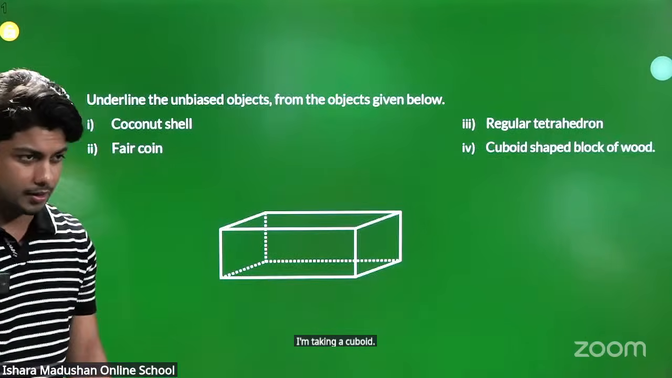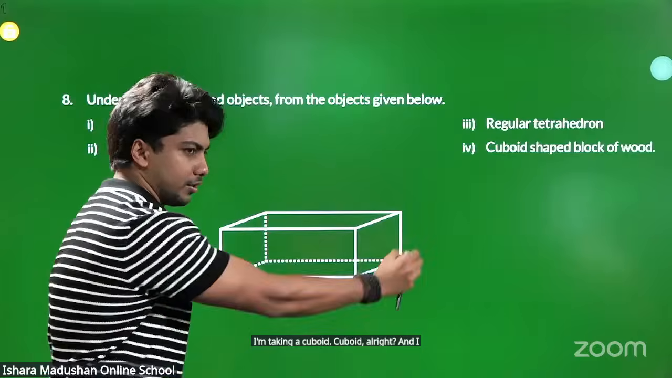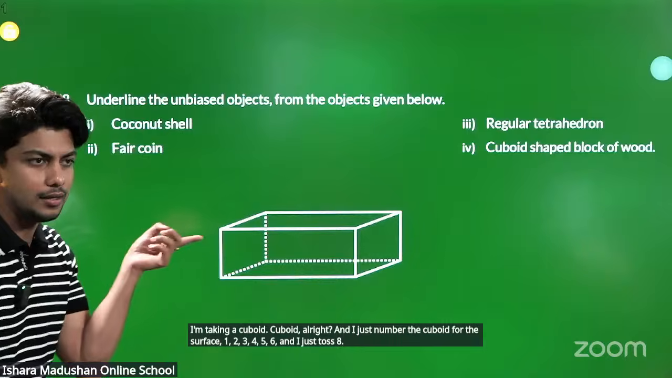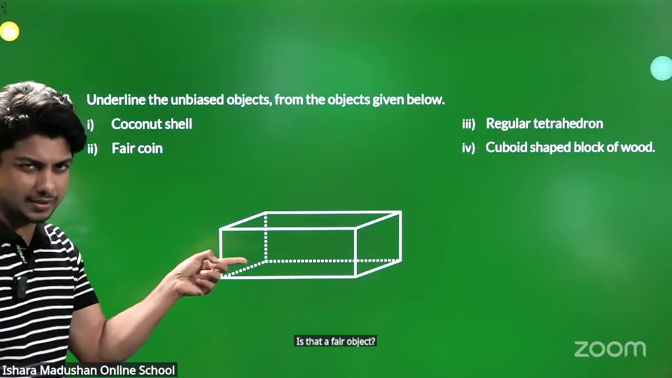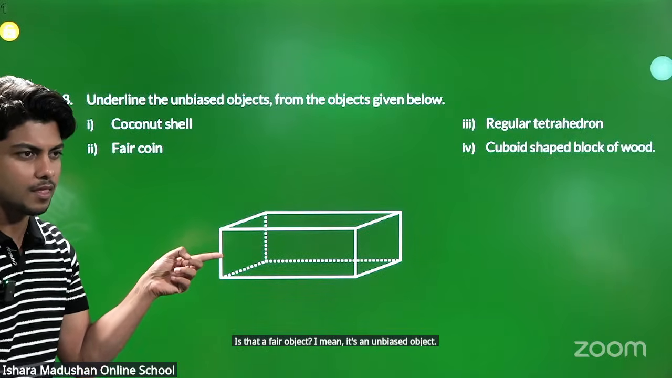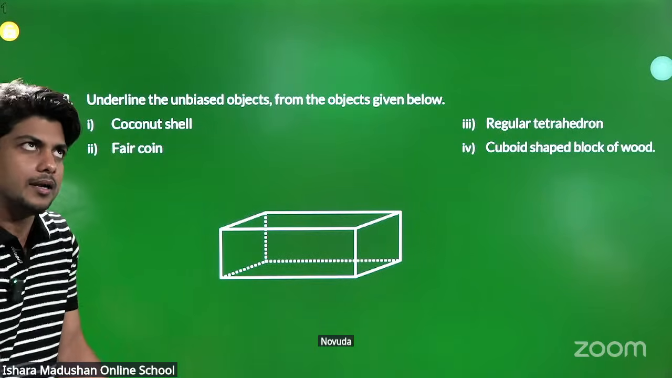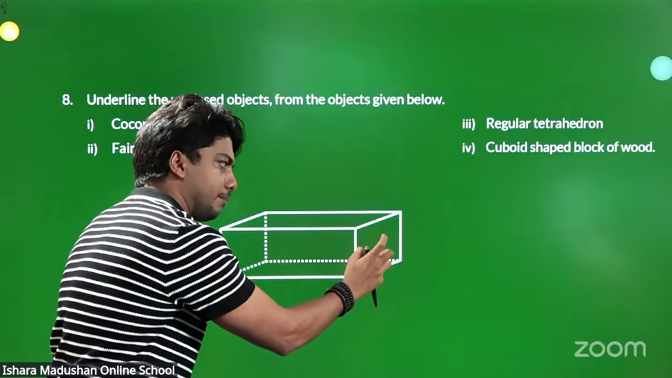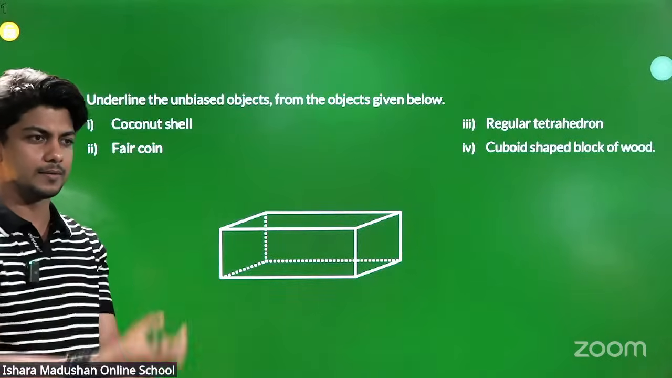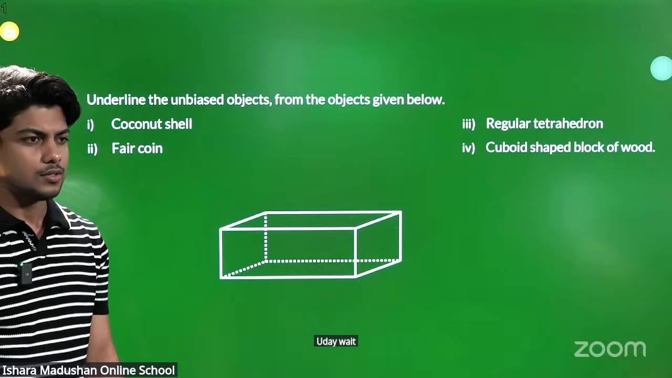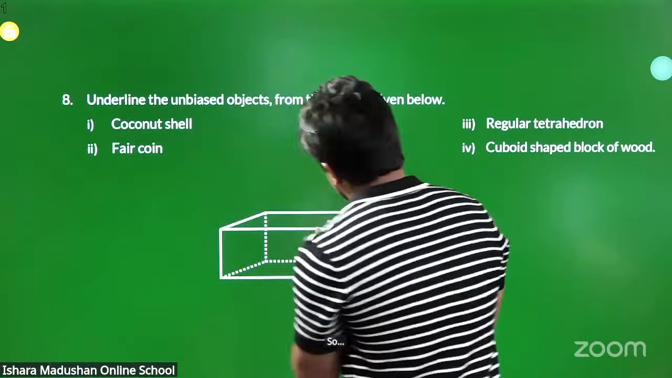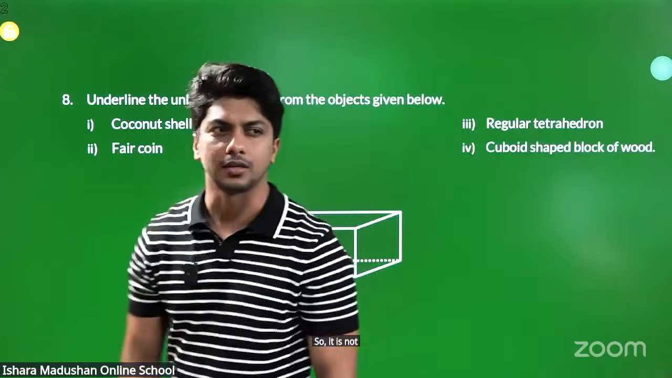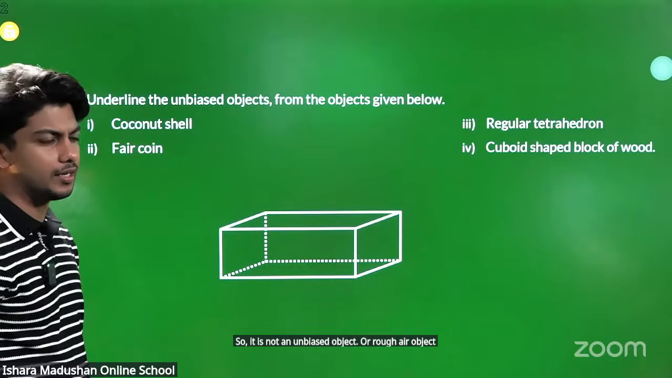Cuboid, right? And I just number the cuboid for the surface 1 2 3 4 5 6 and I just toss it. Is that a fair object? I mean, unbiased object එකක්ද මේක? fair object එකක්ද? No, පුතා. ගිනි පෙට්ටියක් මෙහෙම උඩ දාලා ගොඩාක් අඩු සම්භාවිතාවයක් තමයි තියෙන්නේ මේ වගේ තන මේ ෆේස් එක බිම වැටෙන්න. අව උඩ වැටෙන්න. හරි. So that is not having equally likely outcomes. So it is not an unbiased object or a fair object. මේ fair object එකක් වෙන්නේ නැහැ.